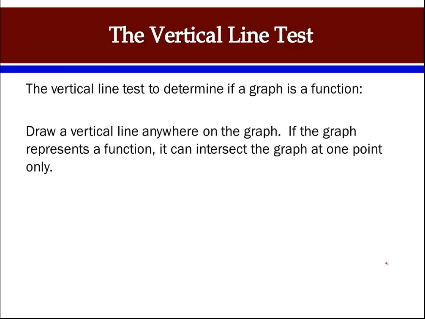To do this, we draw a vertical line anywhere on the graph. Now, remember, a vertical line is a perfectly straight up and down line. If the graph represents a function, when we draw this line on the graph, it can intersect the graph at one point only.